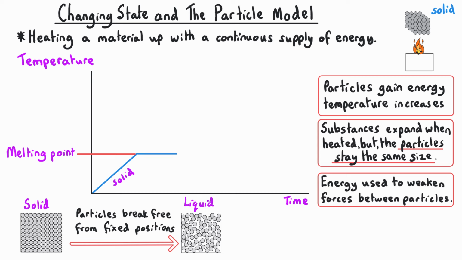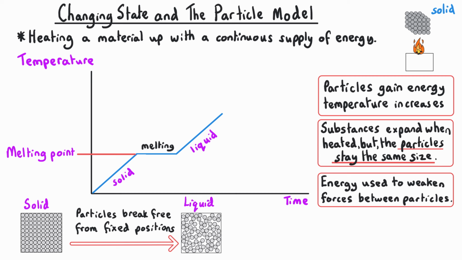During this process, the temperature will not increase, even though energy is still being supplied. And that means that the energy is not going into making this substance hotter. The energy is being used to break the forces between the particles and turn this solid into a liquid. As this liquid is heated, it gains more energy, and so its temperature will increase, and the particles in the liquid will start to move faster, and they will actually spread out slightly, and that's why a liquid substance will also expand slightly when it is heated.